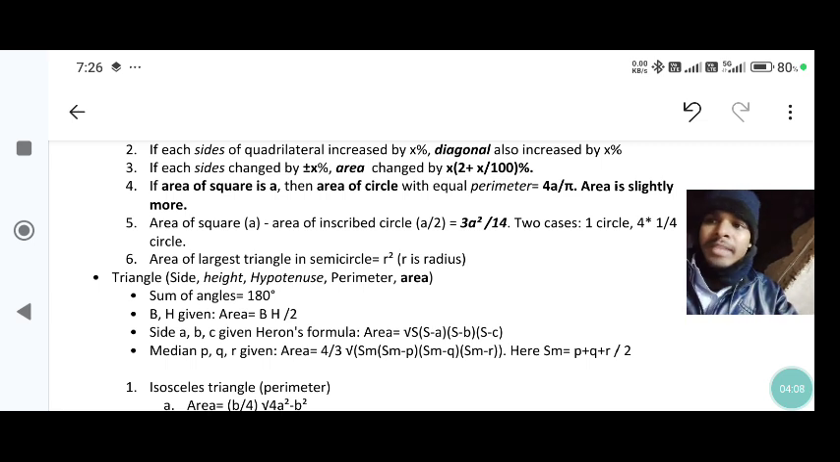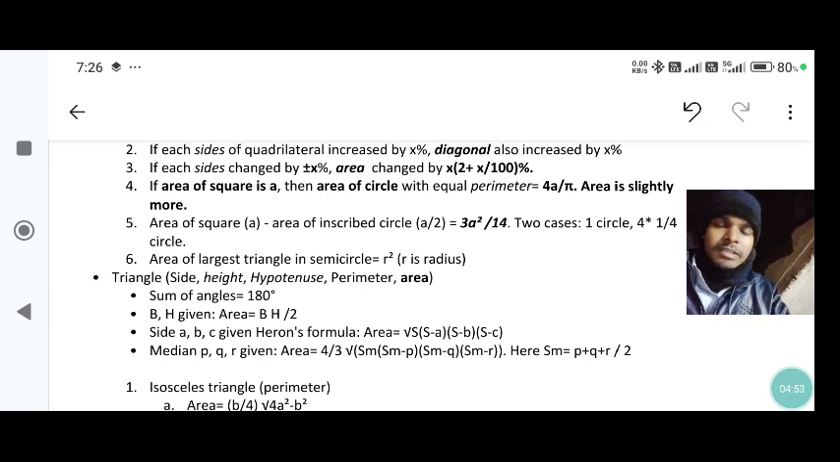Next point is area of a square minus the area of the inscribed circle. The circle is within the square. Our inscribed circle is of radius a by 2. The value of the shaded region will be 3 times a square divided by 14. A square will be the area of the complete square, and 3 by 14 times the area of the complete square will be your area of the shaded region. 3 by 14 means a quite small value, 3 by 14 times.